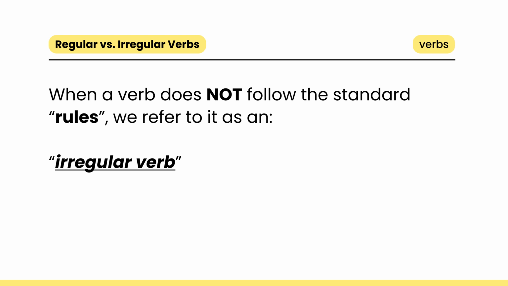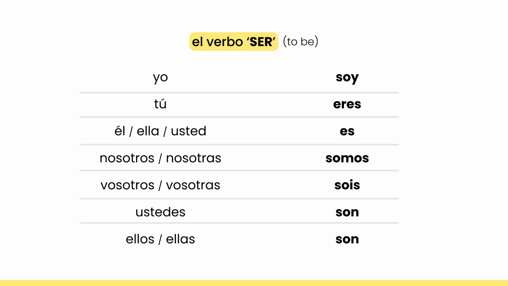Now, if we take a look at the verb ser, we actually see something different happening. Because when we say I am, we say yo soy. But then as soon as we change that into you are, we say tú eres. So that soy suddenly changes a whole lot and it turns into eres. So it has nothing to do with soy anymore.